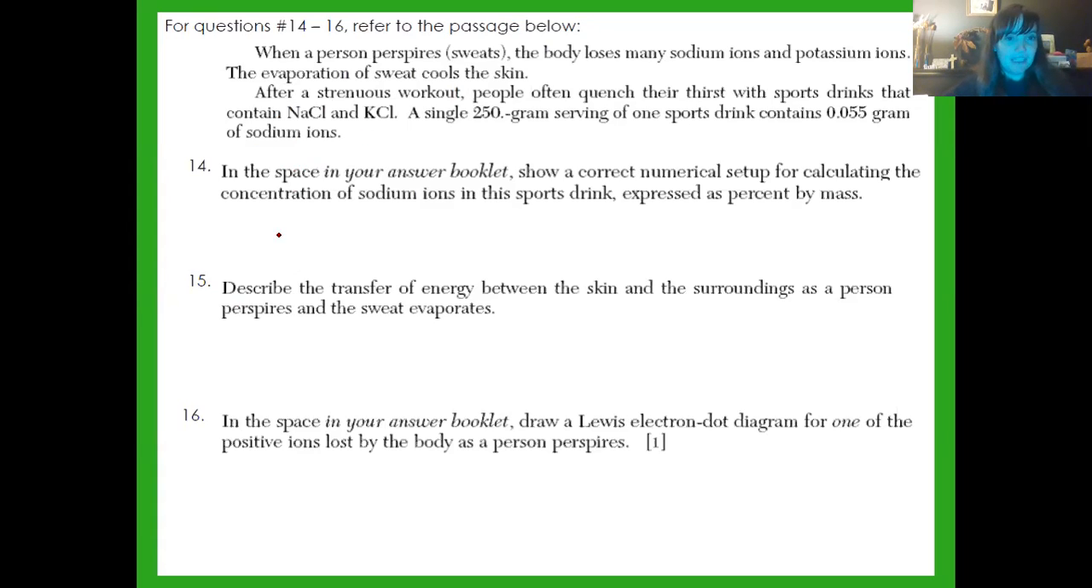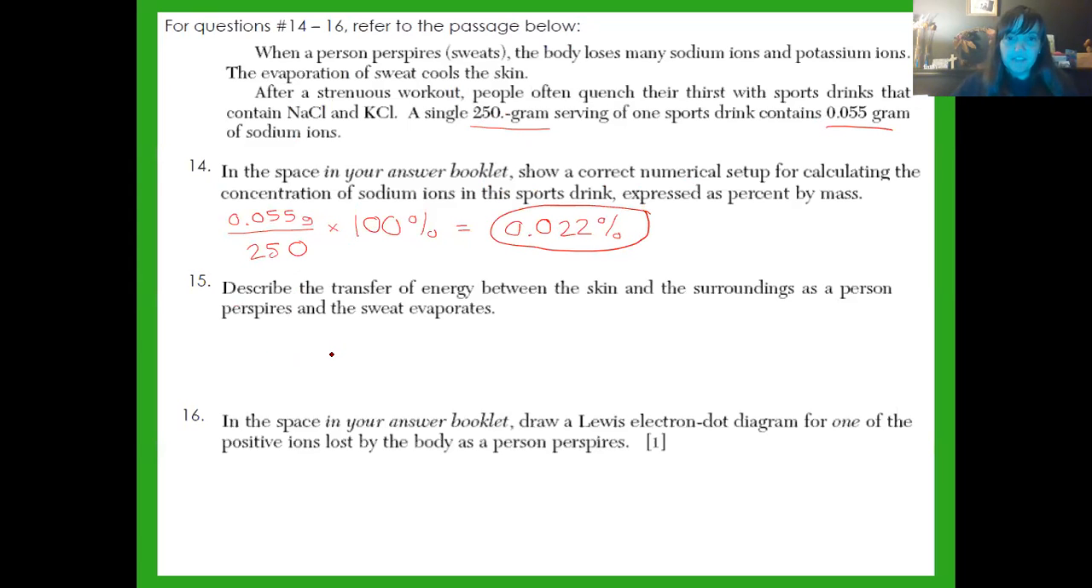All right, so the percent by mass equation is going to be mass of the solute over mass of the solution times 100%. So mass of the solute looks like right here, 0.055 grams of sodium ions. Mass of the whole drink, 250 grams. Divide those times 100%, that gives us 0.022% in your sports drink.